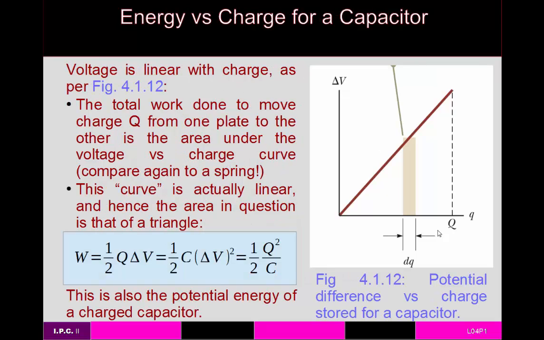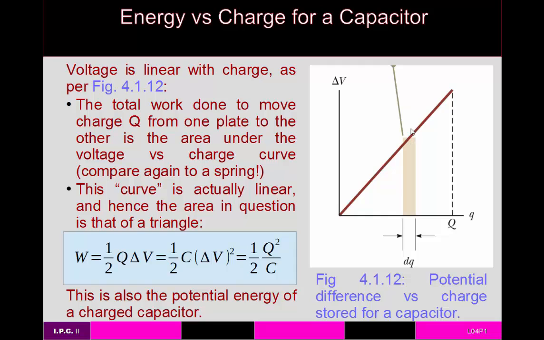So since voltage is linear with charge, we have a graph that looks like this. Delta V, here's Q, here's our delta Q, and basically the amount of work done is going to be given by the area under this linear curve. You can see that by noting that the amount of work done to remove any given charge, delta Q, must be equal to delta Q times how much we've changed the voltage by, or whatever the voltage drop is for that charge moving from one plate to the next.